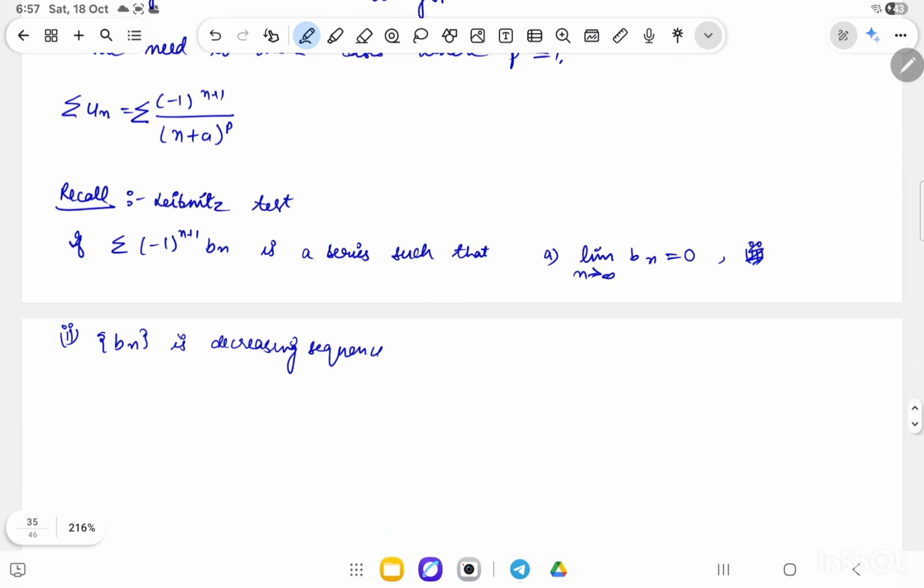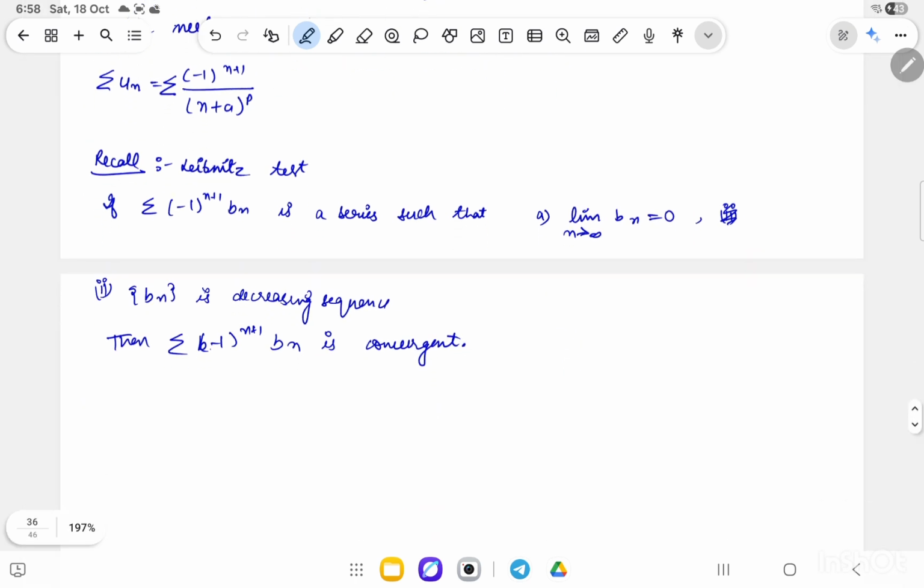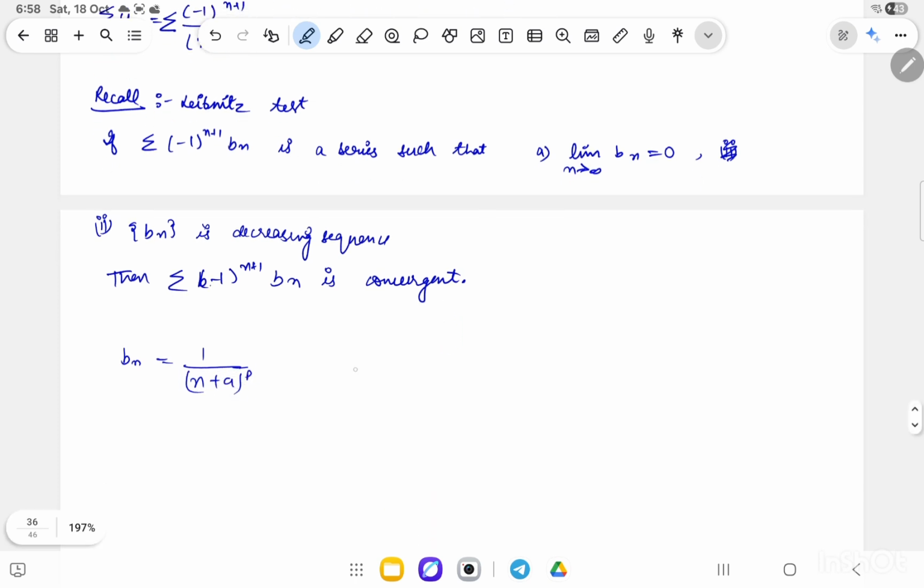Then our series is basically convergent. Then summation (-1)^(n+1) bn is convergent. So we'll be using this test to check the convergence of our given series. First let's see what our bn is in this case. So bn will be 1 by (n+a)^p, and if we calculate its limit as n approaches infinity, bn will be basically 0.